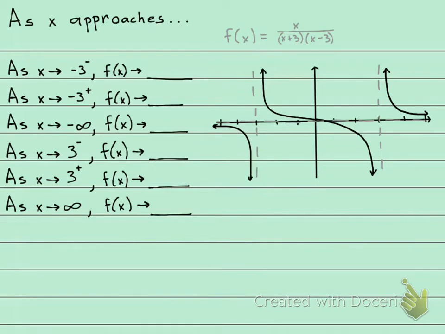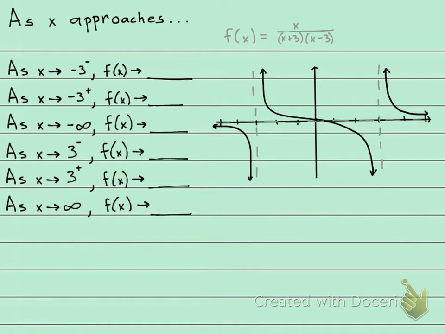Okay, let's look at what happens as x approaches asymptotes and as x approaches the end, infinity and negative infinity. So what they're asking us here for this question, they want us to fill in the blank. It says, as x approaches -3 from the negative direction, the f of x approaches what? Look at the second question. As x approaches -3 from the positive direction, f of x approaches what?